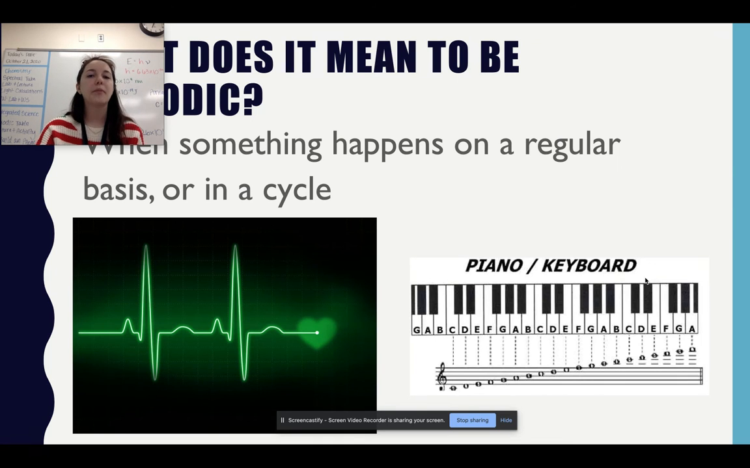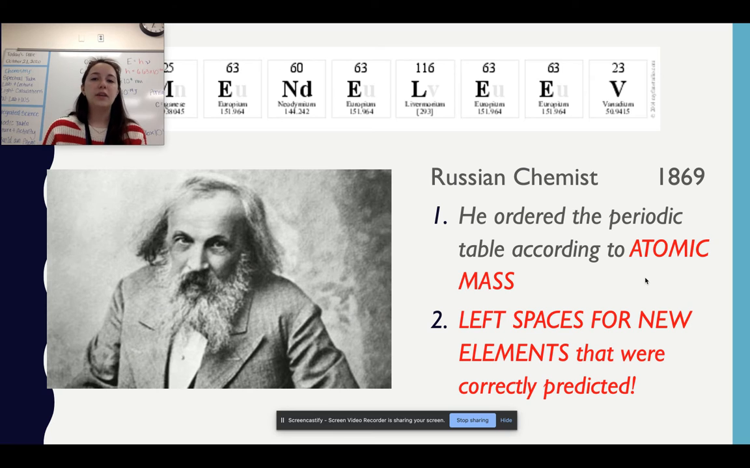So Mendeleev, he was a Russian chemist in 1869, and he ordered the periodic table according to atomic mass, and he left spaces for new elements that were correctly predicted. He was a very, very interesting guy. So my video has a little bit of history behind him and what he's done for chemistry in terms of the periodic table. He was a very intelligent man, but he had a very sad childhood. When he was a child, his father died, and he had 10 siblings, Mendeleev did.